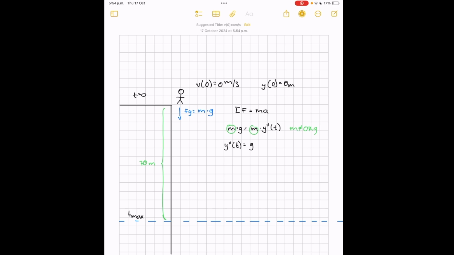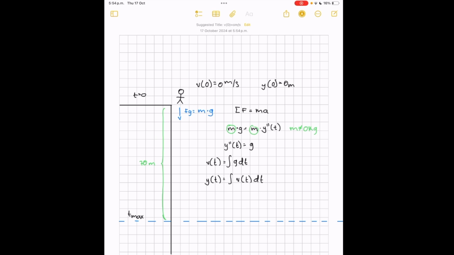And starting from this, we can get a function of the velocity, which is just going to be the integral of the acceleration, which is g, with respect to time. And by the same means, we can get a function for our position, which is just going to be the integral of the velocity with respect to time.